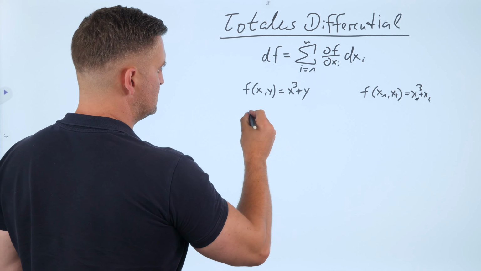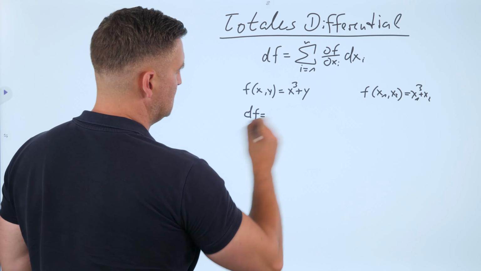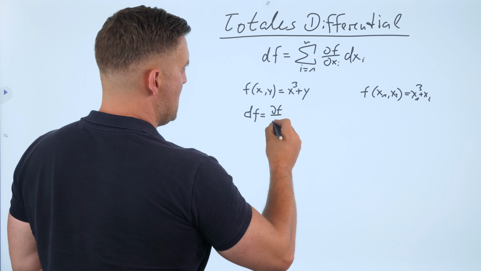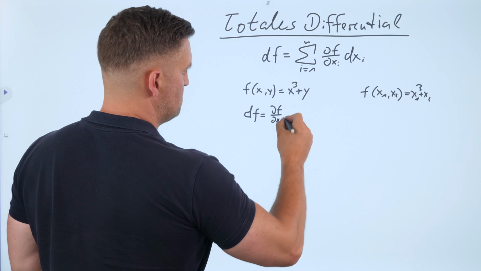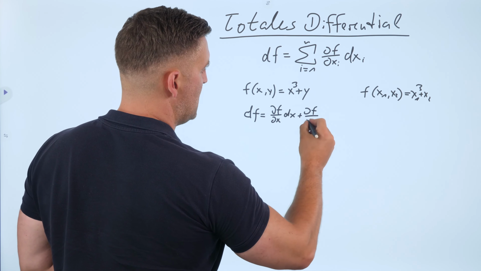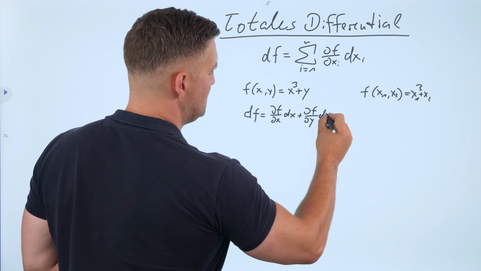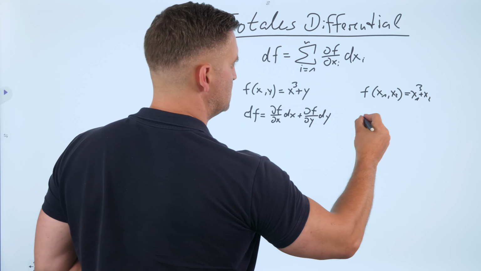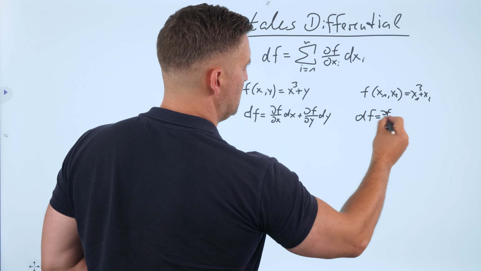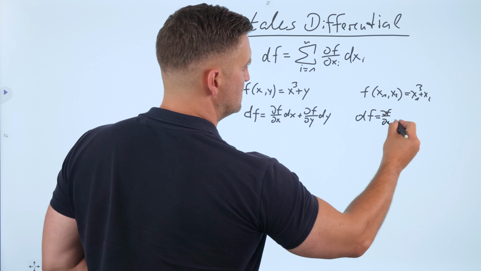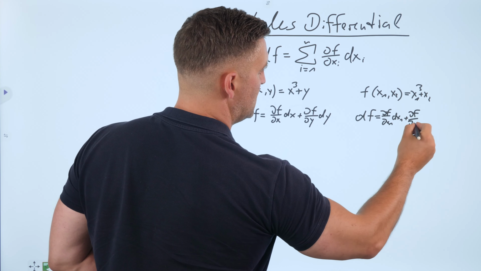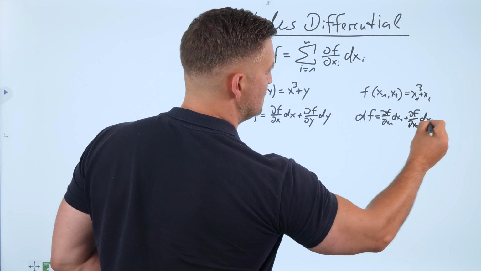For this, df would now be equal to the partial derivative of f with respect to x dx plus the partial derivative of f with respect to y dy. And here, accordingly, it would be the total differential: the partial derivative of f with respect to x1 dx1 plus the partial derivative of f with respect to x2 dx2.